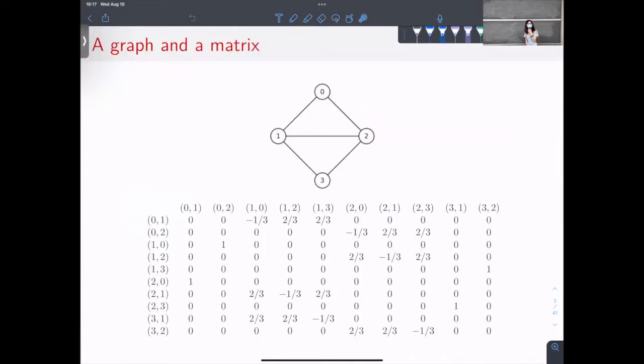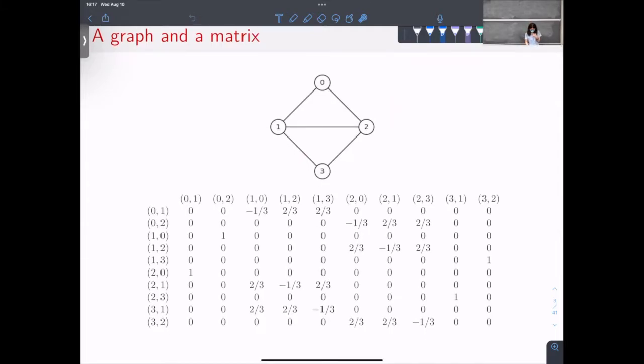So here's a graph and a matrix that we're going to look at a lot during this talk. This graph has 4 vertices and it has 5 edges. Okay, and it's associated with the 10 by 10 matrix over here. So what are the rows and columns? They correspond to each edge twice. So for every edge, let's say you take the edge 0, 1, you replace this guy by 2 arcs with different directions. So 0, 1 and 1, 0. Okay, because we have 5 edges, the matrix will be 10 by 10.